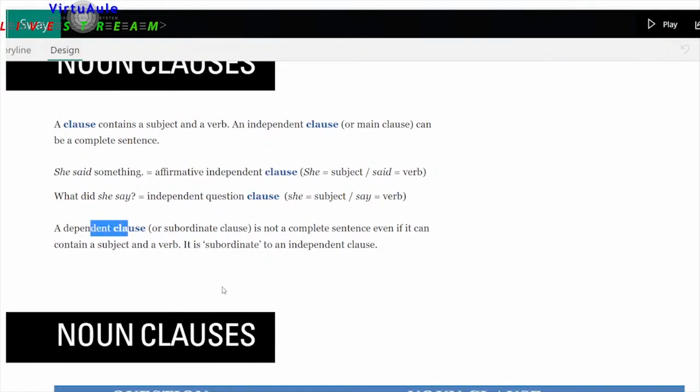She is the subject and say is the verb. On the other hand, a dependent clause or a subordinate clause is not a complete sentence, even if it can contain a subject and a verb. It is subordinate to an independent clause.